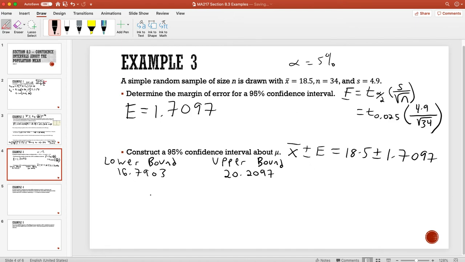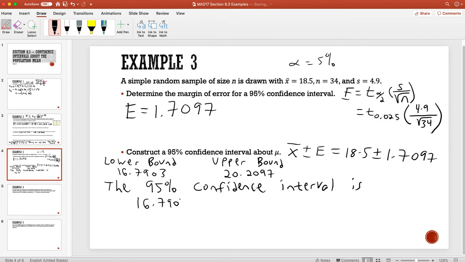So the 95% confidence interval is 16.7903, less than our mean mu, which is less than 20.2097.